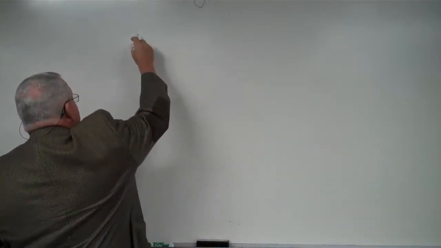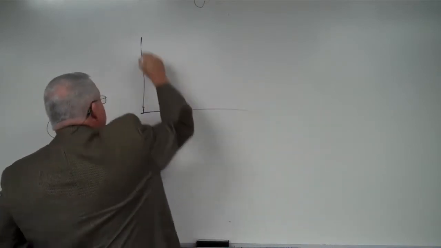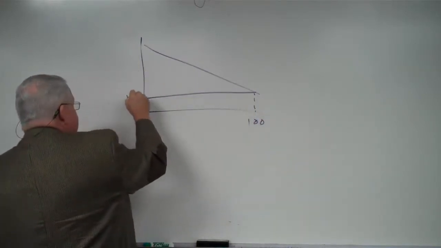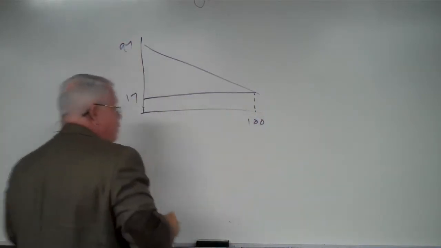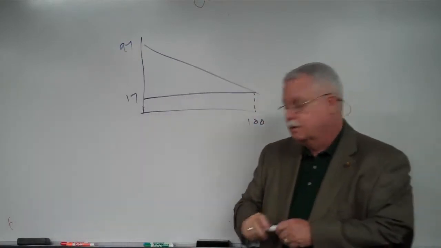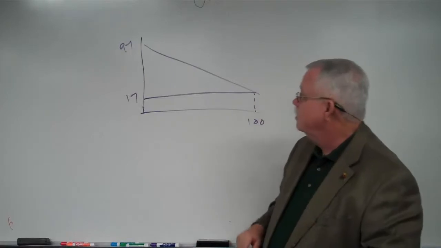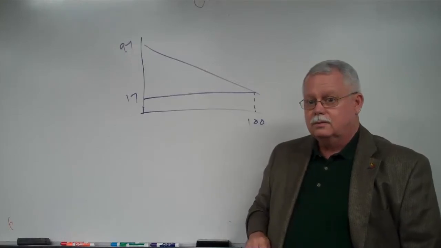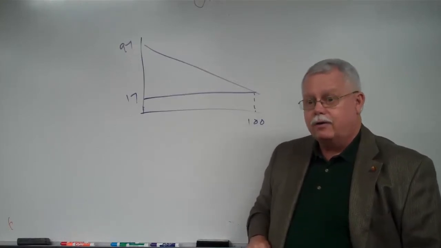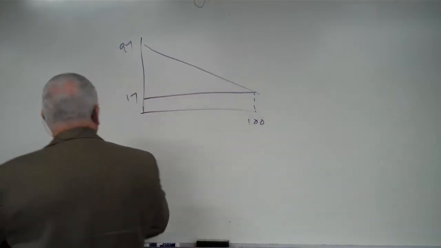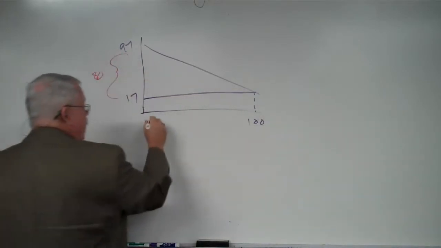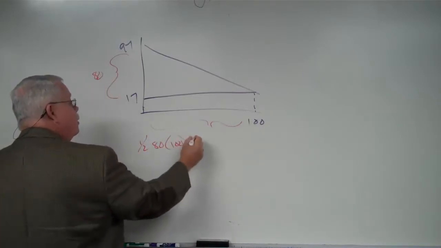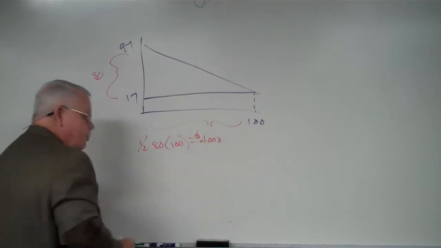Okay, consumer surplus, let's draw another one up here just to give us some numbers to work with. You do the math real quick. That's 100, that's 17, that's 97. How much is the consumer surplus? $4,000, right? This is 80 by 100. One half of 80 times 100 is 40 times 100 is 4,000. So there's $4,000 consumer surplus.